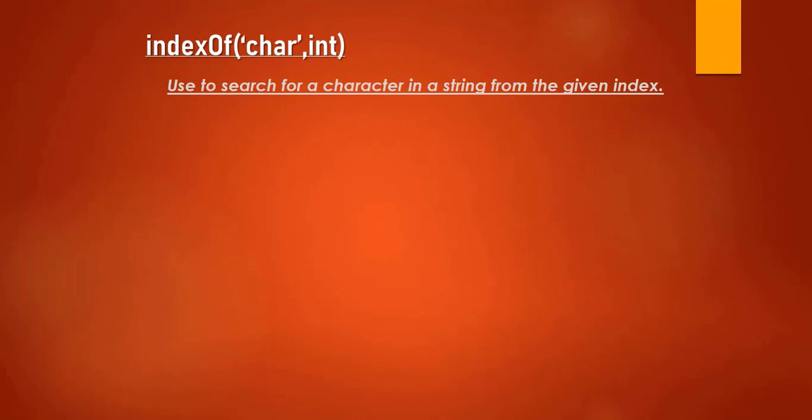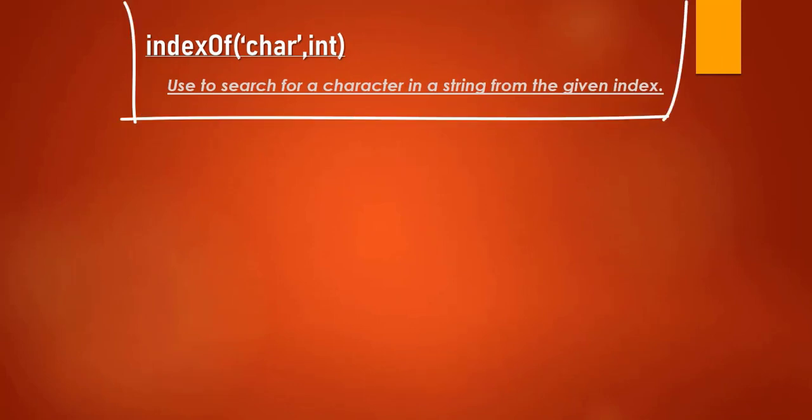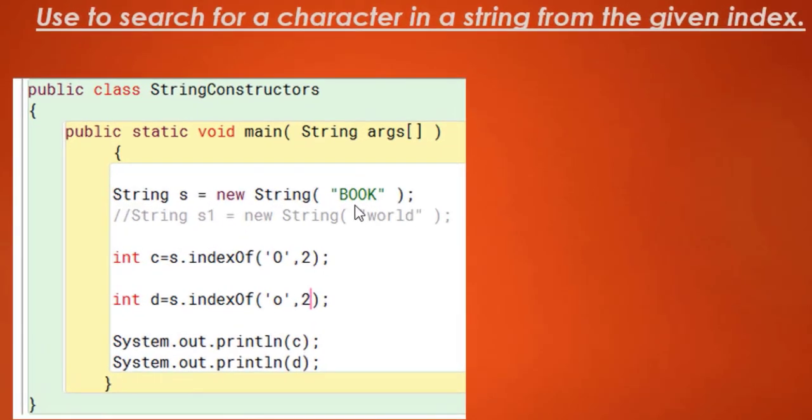This is another variation of the indexOf function, that is indexOf(char, starting index as integer). This function allows the user to search for a character in the string from a particular index. See the example. The string is BOOK, with all the characters in capital letters. In this line, c equals s.indexOf('o', 2), where o is in small letter. Here in this case, the search will start from index number 2.